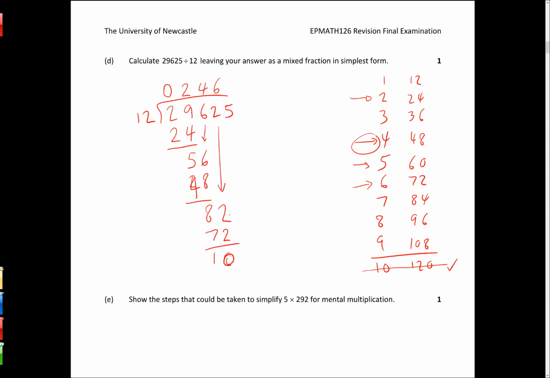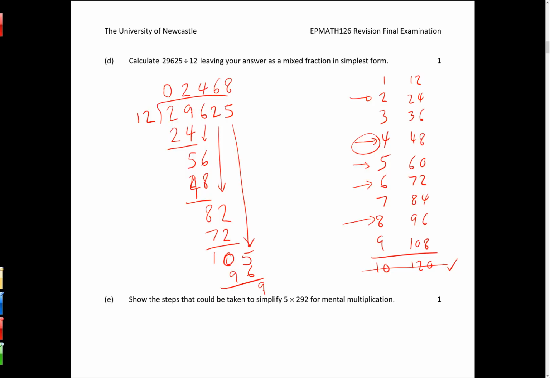The last number I can bring down is a 5. How many 12s can I get out of 105? Well, I can't get 108, but I can get 8 12s is 96. If I do my subtraction there, it's 4 steps to 100 plus another 5 steps. 4 and 5, that's 9.